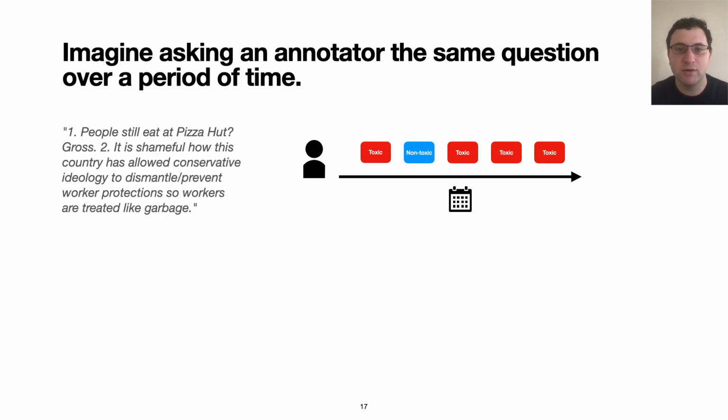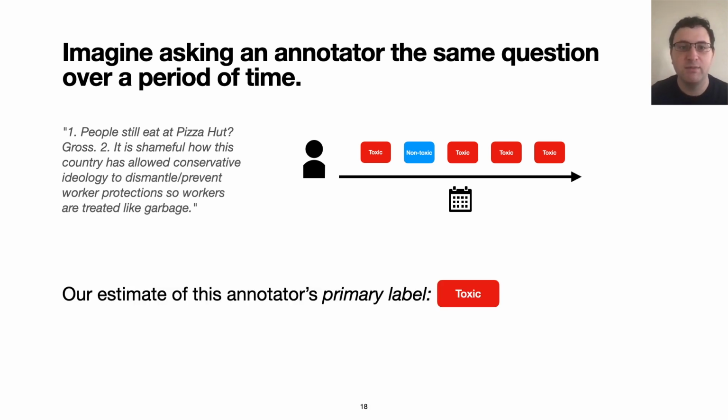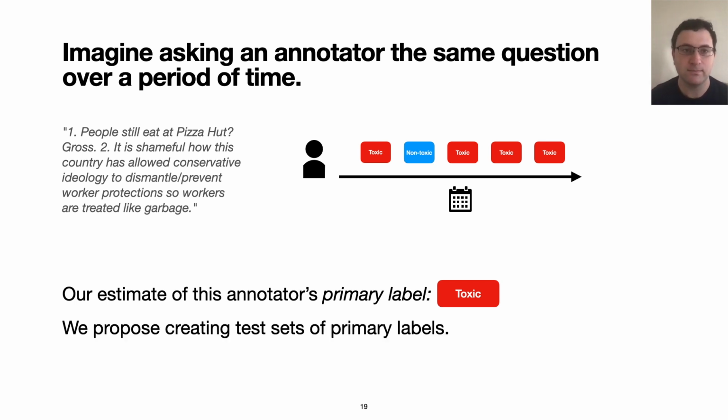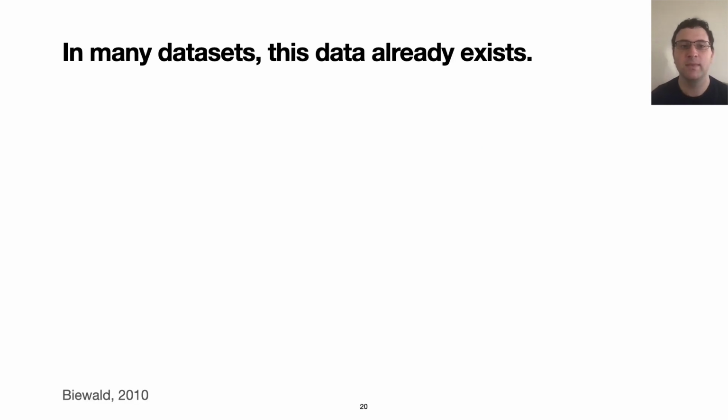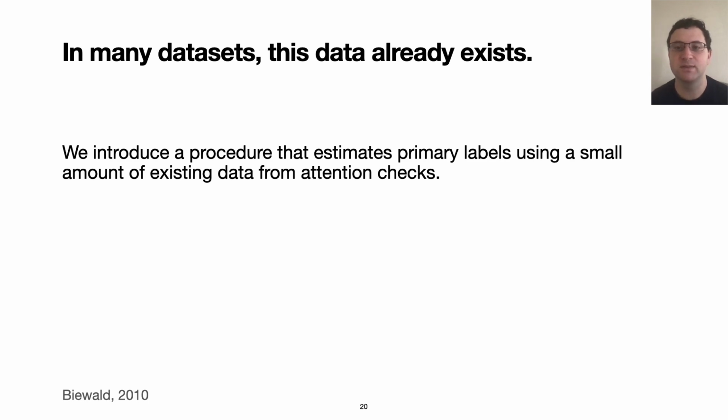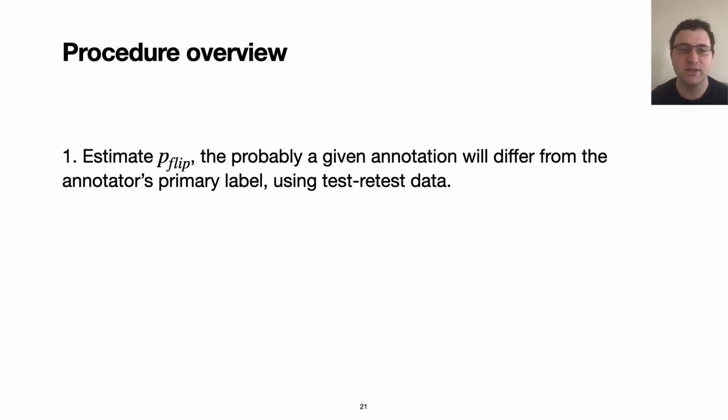Well, imagine a world where we could ask the same person the same question multiple times. If we could do that, then we could find what we propose to call an annotator's primary label, or the label they'd say most often. In our work, to help reduce annotator noise, we propose creating test sets consisting of each annotator's primary label. And it turns out, this world is not entirely imaginary. Many crowdsourcing datasets already do this for a small number of examples as attention checks. So we introduce a procedure that takes this existing test-retest data and uses it to estimate each annotator's primary label for an entire dataset.